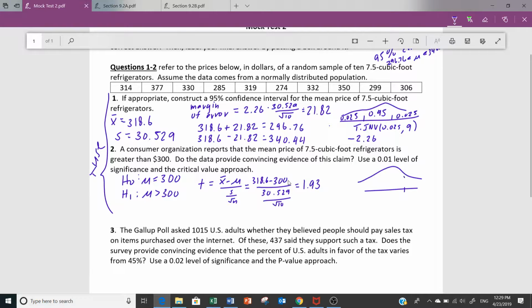We're doing the critical value approach, so that means we need the critical value for the right-tailed test. What number am I going to put into Excel? If I put 0.01, it's actually going to give me the t-value on this side. So what's 1 minus 0.01? 0.99. Okay, any questions so far on how I got any of this?